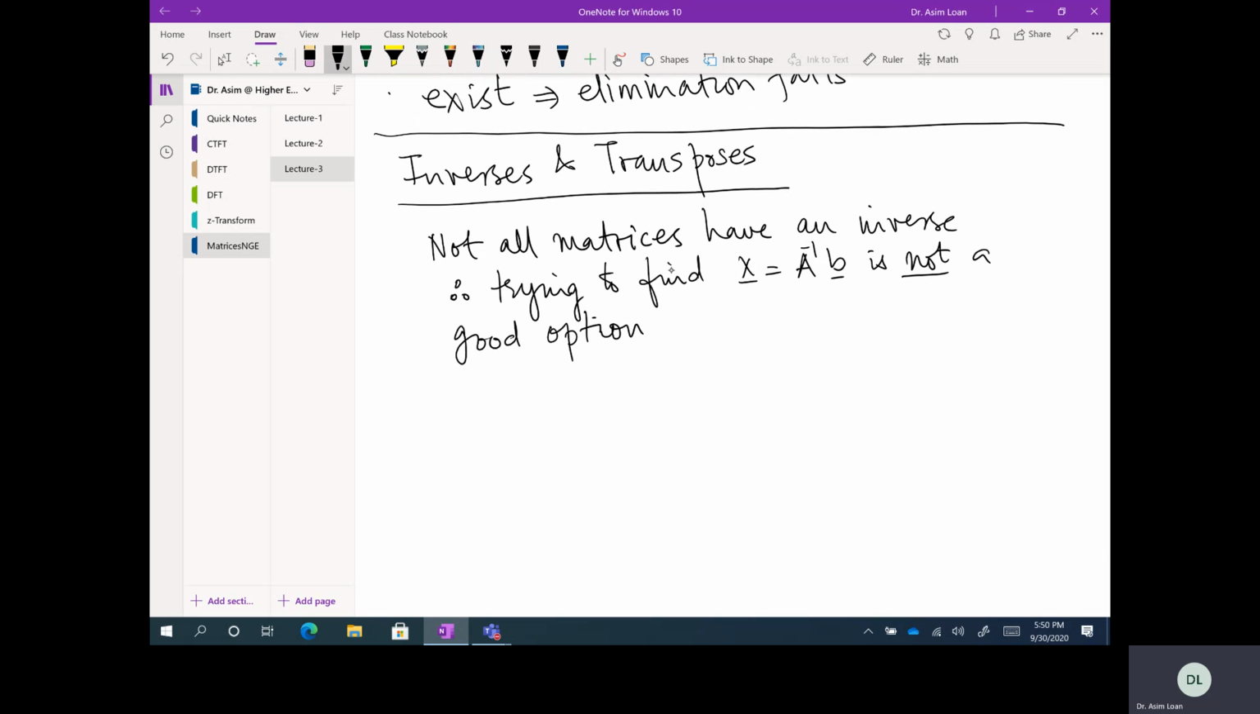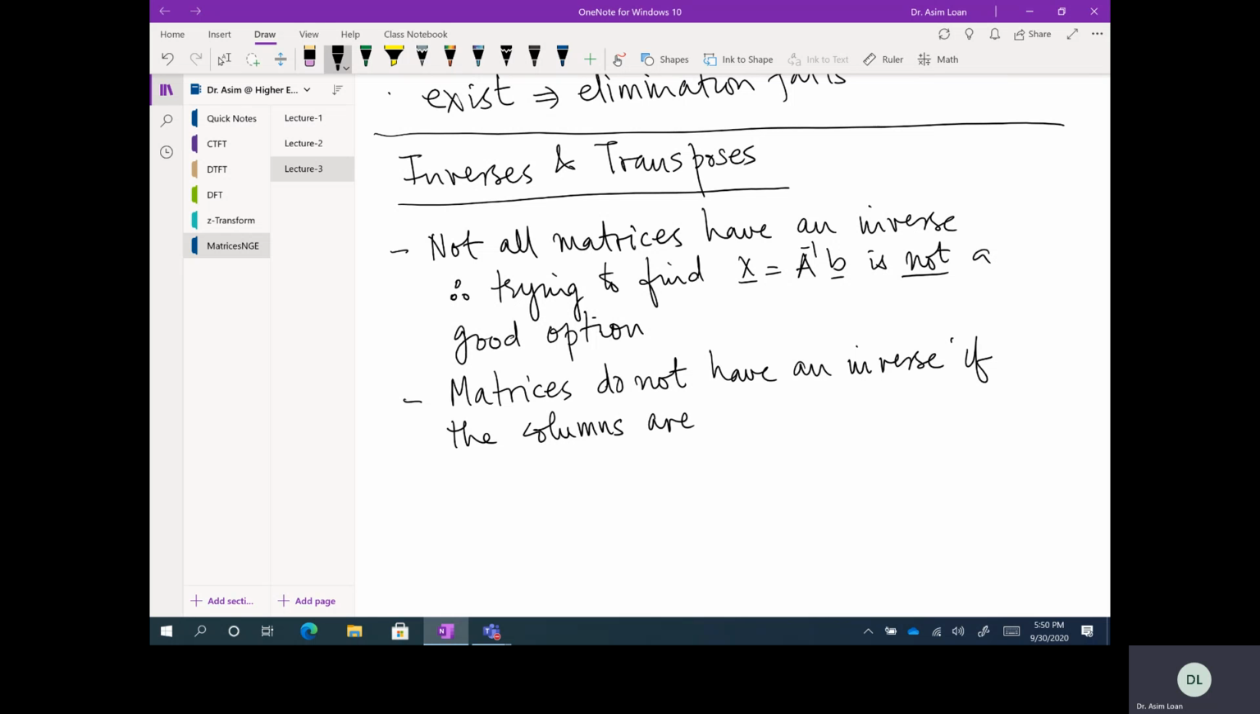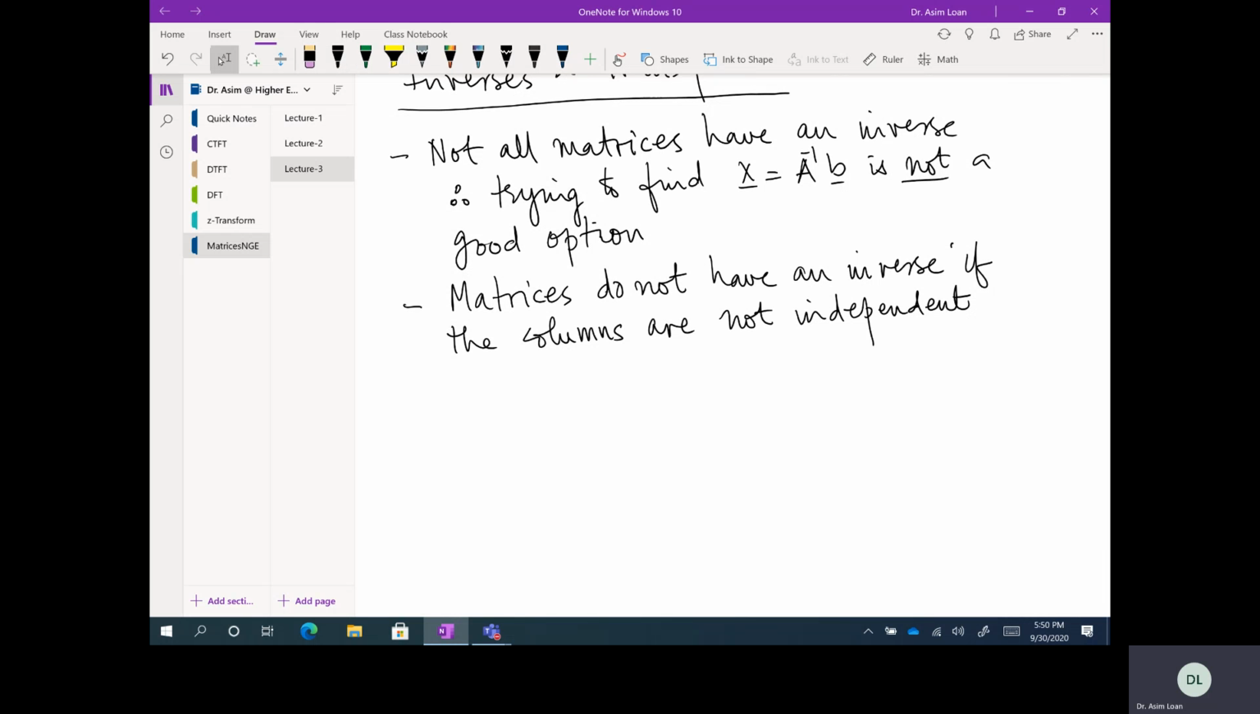And why is that? Why won't matrices have an inverse? Matrices do not have an inverse if the columns are not independent. And we've already looked at the definition of independence, and we will look at it again when we go to the second and the third chapter. Also, a matrix cannot have two inverses.